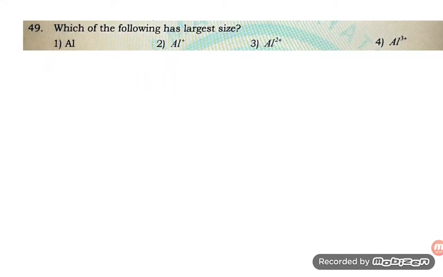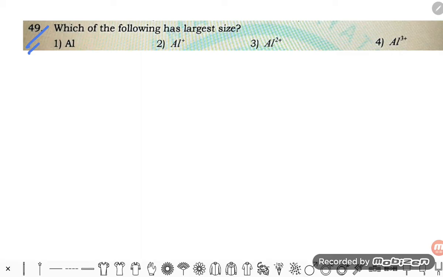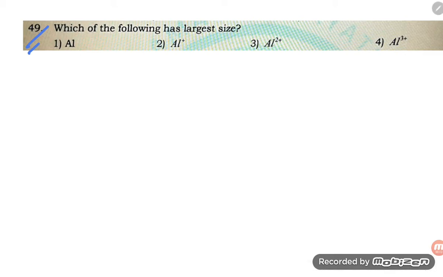Hello students, now let us see the problem based on the ionic radii. What they are saying is, which of the following radii has the largest size? Which of the following has the largest size? Students, just keep in mind the radii of cation.